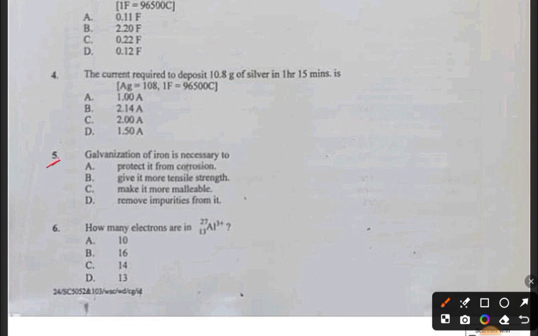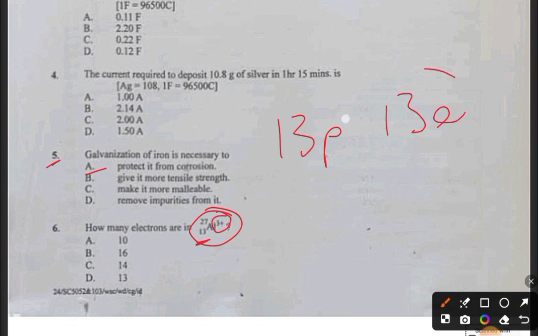Galvanization of iron is necessary to protect it from corrosion. So question 5, answer is A. Then question 6, how many electrons are in this? So since you have 3 plus, it means that it is losing 3 electrons. So the 13 represents the atomic number. So for any neutral atom, number of electrons equals number of protons. Since this 3 plus is there, it's telling that it's losing. So assuming it was neutral, it would have been 13 protons, 13 electrons. Since there is 3 plus, it means that 3 electrons have been lost. So number 6 is A, 10 electrons.